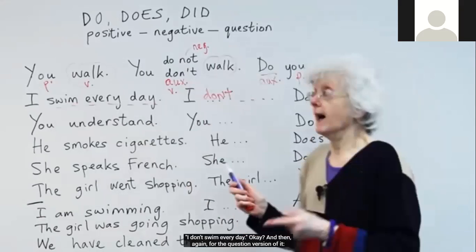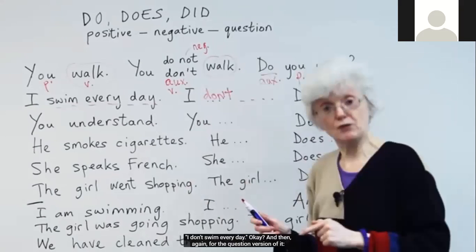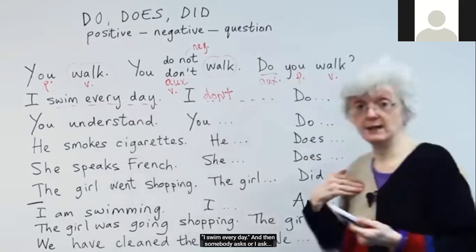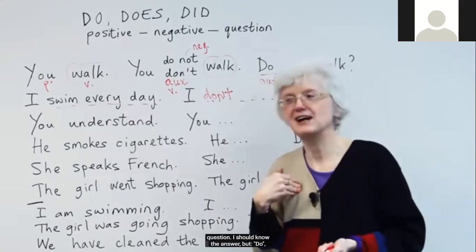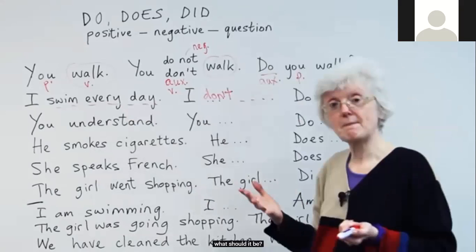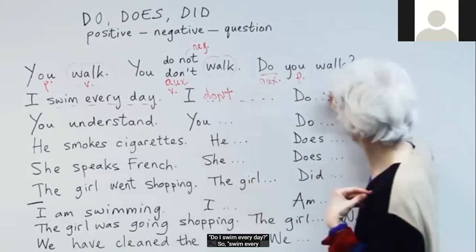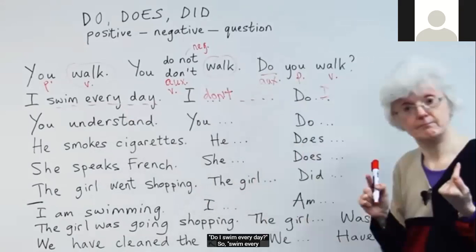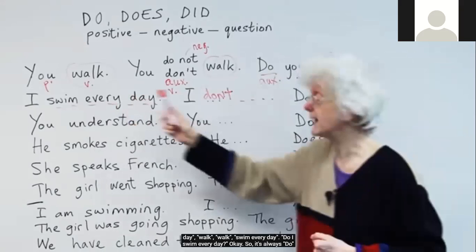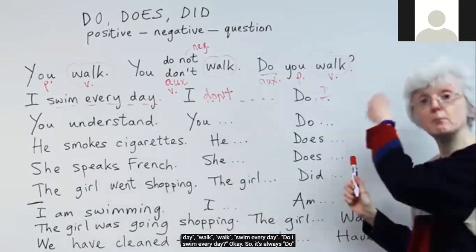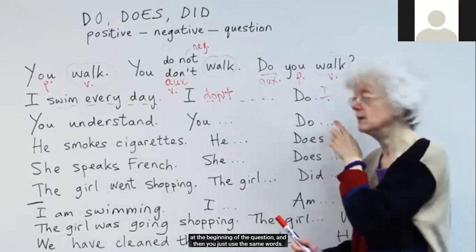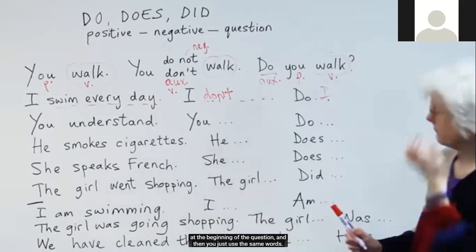And then again, for the question version of it, I swim every day. And then somebody asks, or I ask, I don't know why I would ask that question, I should know the answer, but do, what should it be? Do I swim every day? It's always do at the beginning of the question, and then you just use the same words. Okay, so let's try the next one.